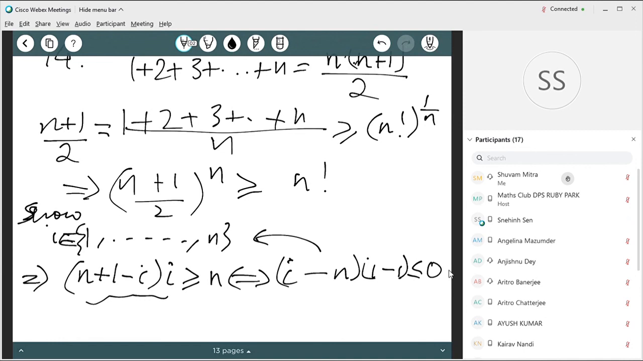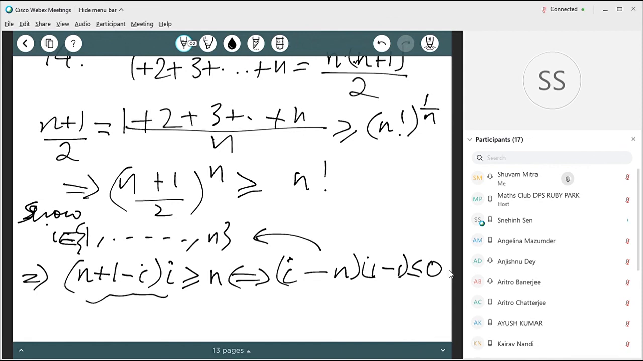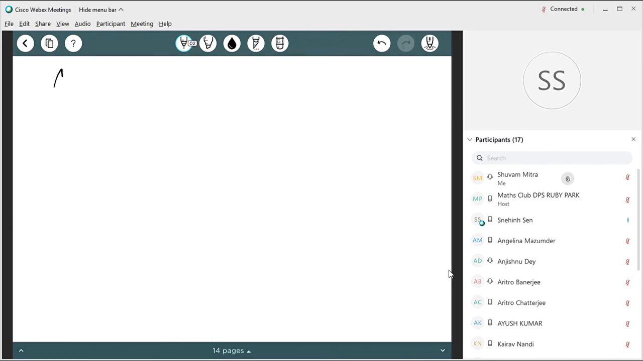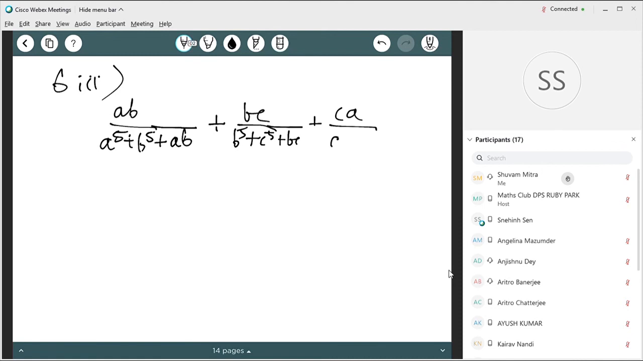Well, 6, part 3. ab by a to the power 5 plus b to the power 5 plus ab, plus bc by b to the power 5 plus c to the power 5 plus bc, plus ca by c to the power 5 plus a to the power 5 plus ca, this is less than or equal to 1 if abc equals 1, all positive. This is a symmetric inequality, by the way. You were saying asymmetric that time. So this is a symmetric inequality.